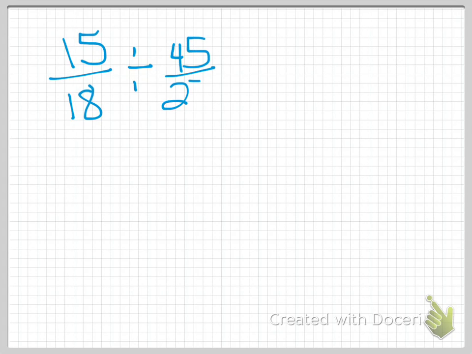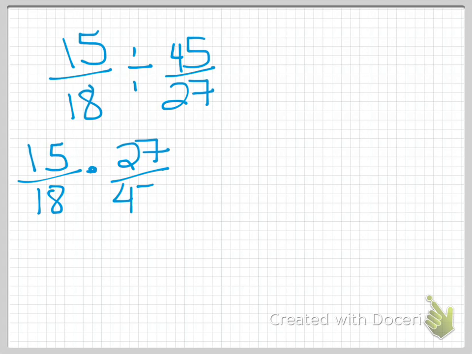Okay, let's do this next one. This one's tough. Let's do this one. 15 over 18 divided by 45 over 27. We're going to copy the first fraction just like it's written, 15 over 18. We're going to change that divide to a multiply, and we're going to write the reciprocal, 27 over 45.